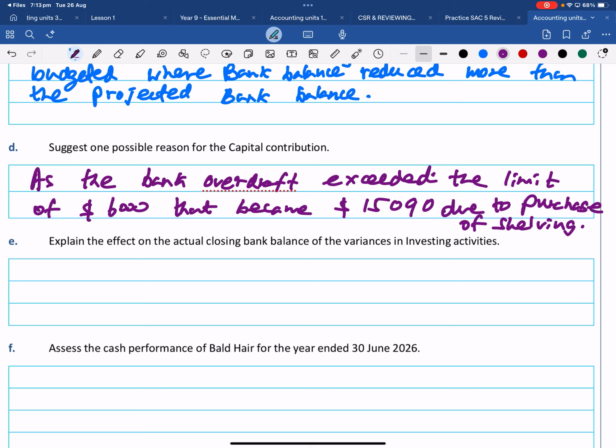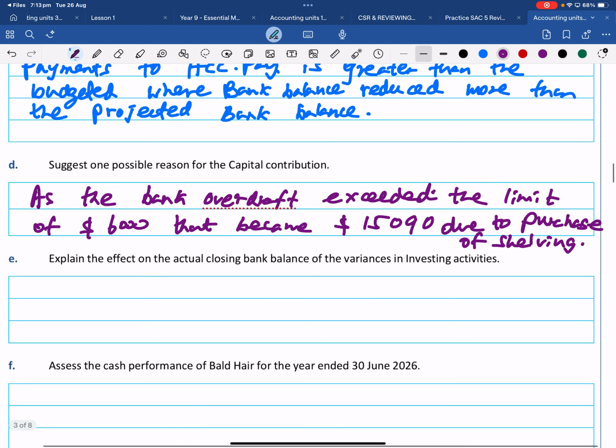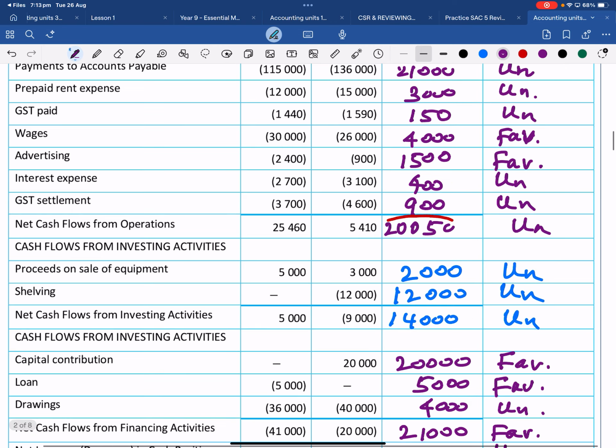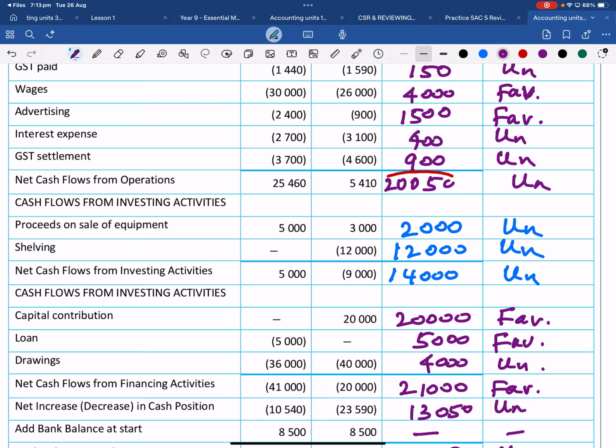Okay. Next one, guys. Explain the effect on the actual closing bank balance because of the variance in investing activities. What has happened, guys, because of the investing activities? Tell me. They decreased by 14,000. You sure? Not 9,000? Oh no, I mean the total variance is 14,000 more than I expected. 14,000 has dropped. Okay, any other answers?